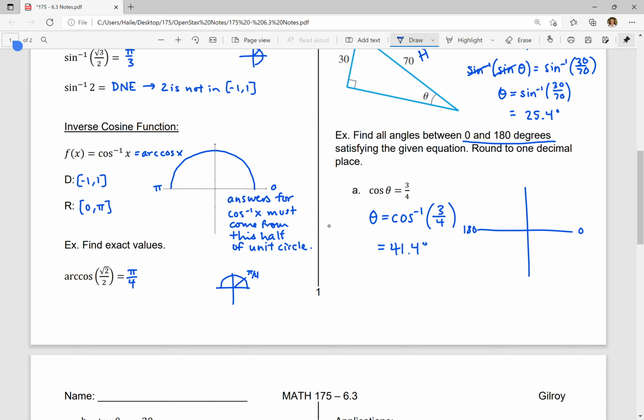A positive cosine must come from this first quadrant. Each angle in this first quadrant has a unique cosine, so no two angles have the same cosine in this first quadrant. That tells me that this 41.4 is my only answer. So you might be wondering, how could I get two answers? Is that even possible? Well, we're going to see in the next example why we needed to check and make sure that's the only answer we could get.